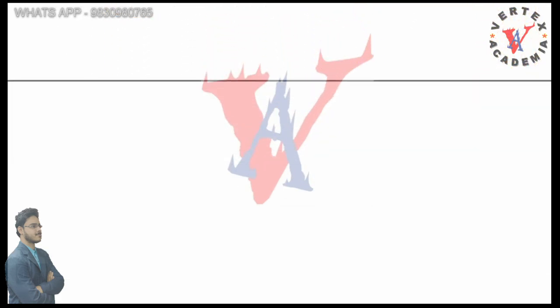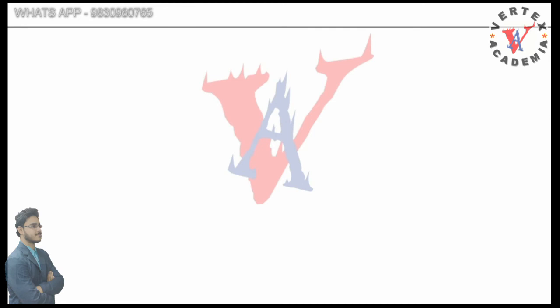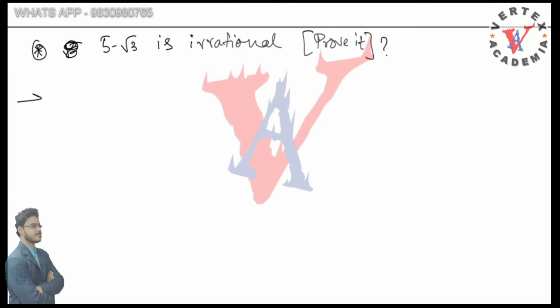Now coming to the next one, this is another type of problem which you will face. These are techniques. You have to know the techniques. After knowing the techniques, you can do everything. The next one is prove that 5 minus root 3 is irrational. Now, as I said earlier, we have to apply the contradiction. So first let us assume 5 minus root 3 is rational.